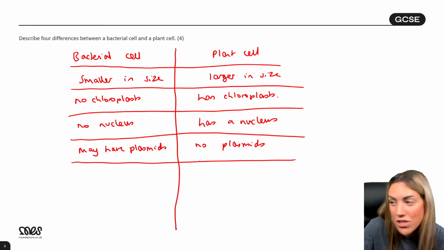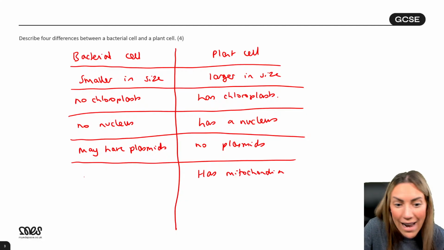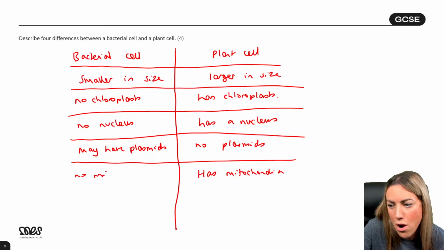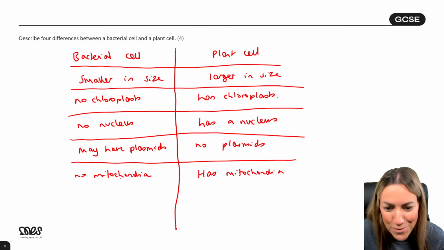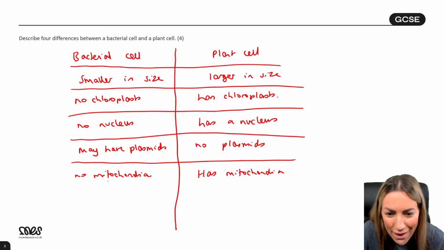Ooh, mitochondria, yes, well done. The plant cell has mitochondria, whereas the bacterial cell, no mitochondria. Excellent work. I mean, we've defo got 4. Yeah, the rings of DNA are called the plasmids, so I've already got that one.